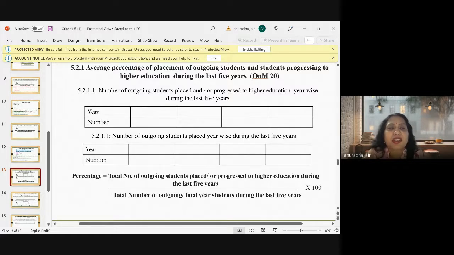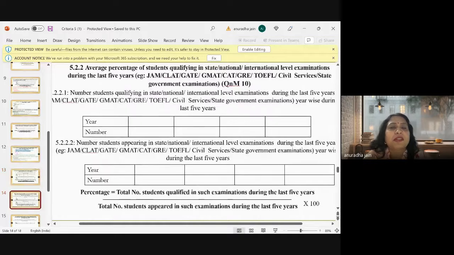So that is the basic idea for any accrediting agency: you should train your students in such a way that they are placed well. So this metric is of 20 marks. Then the second metric under this key indicator is 5.2.2. That is the average percentage of students qualifying state, national, international level examinations during the last 5 years.